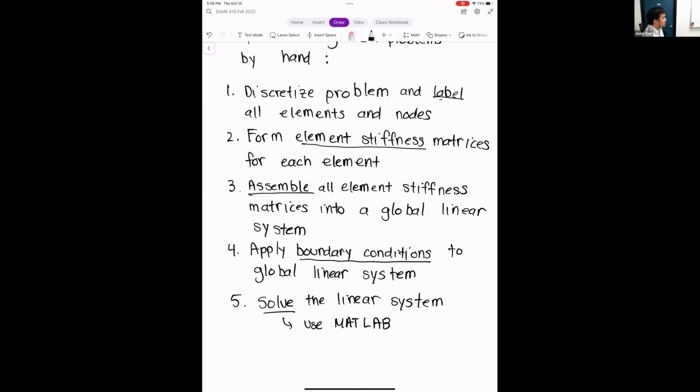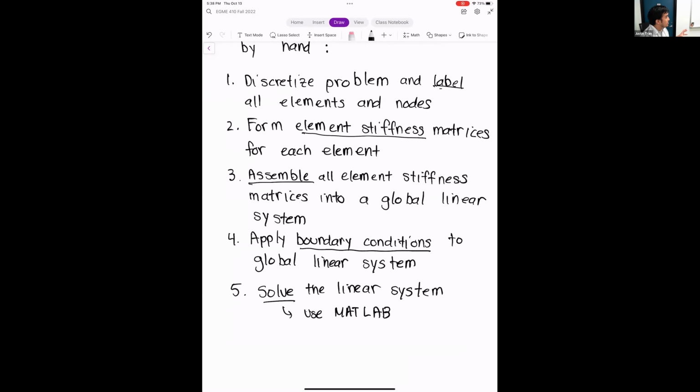Step 4 is boundary conditions, and that's going to modify the linear system. And step 5 is to solve. All right, so this is basically the method that we're going to follow over the next few weeks. And this is a good general purpose algorithm to solve any FEA problem.